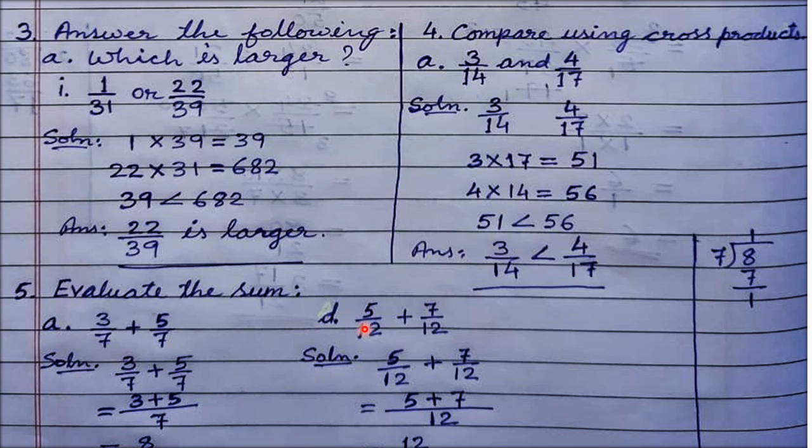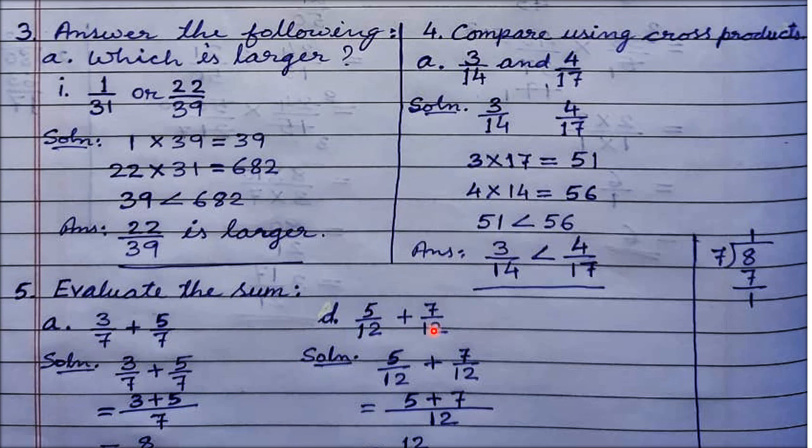Now here the next one, 8 by 7. Again furthermore 8 can be divided by 7, and if you divide 8 by 7, we get 7, 1 time is 7 and 1 in hand. So whole number is 1, so 1 whole 1 by 7. So final answer of this will be 1 whole 1 by 7.